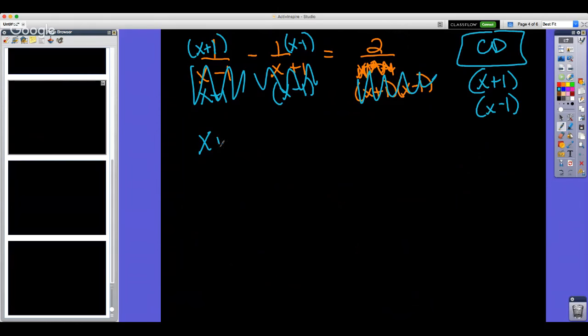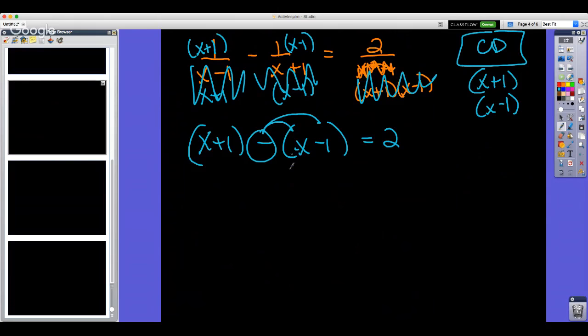So here's what we have left. We have x plus 1 minus x minus 1 equals 2. Now, here's what happens. This negative in the middle does what? It distributes to both, right? Some people will just do it to the x, but remember, it has to go to both values. So what would this turn into? Negative x and plus 1 equals 2. So what's x minus x? 0x, right? And 1 and 1 make 2. So 2 equals 2.